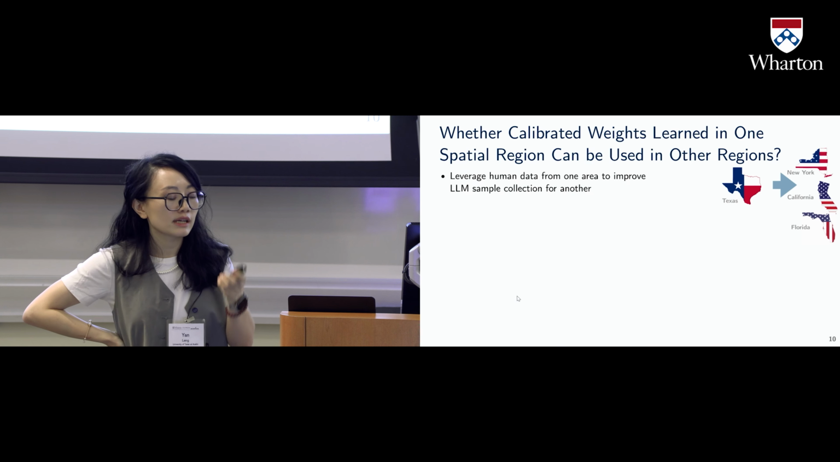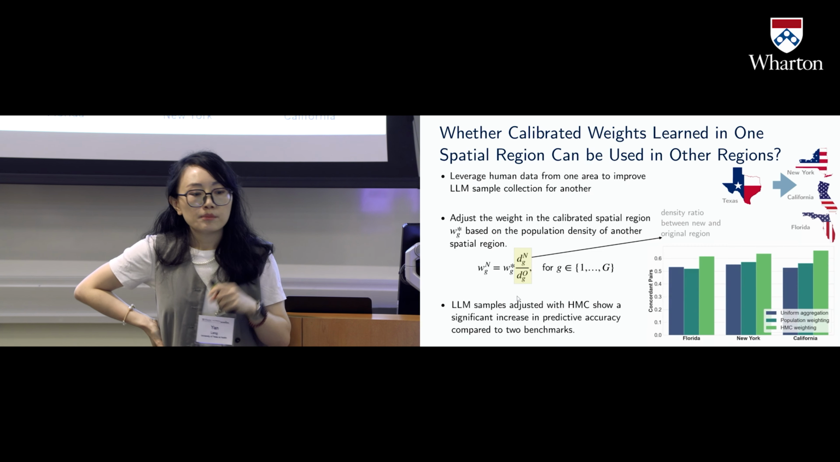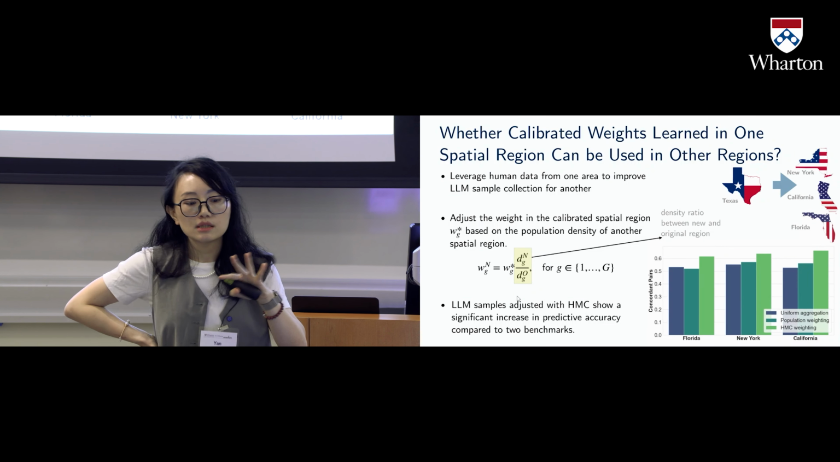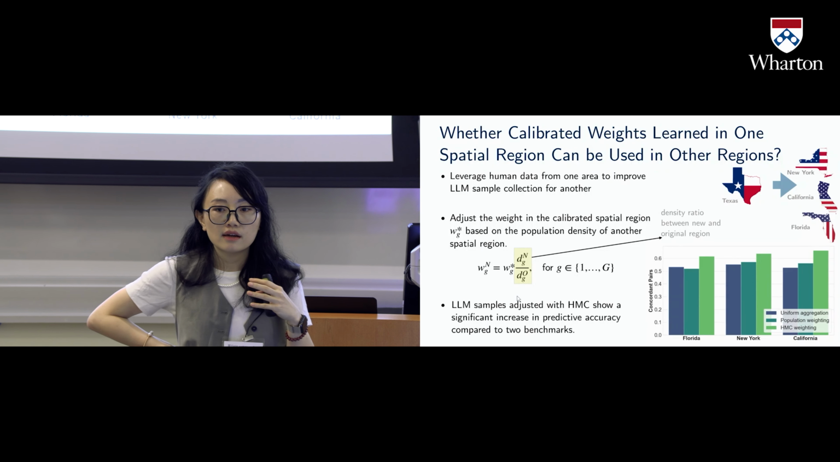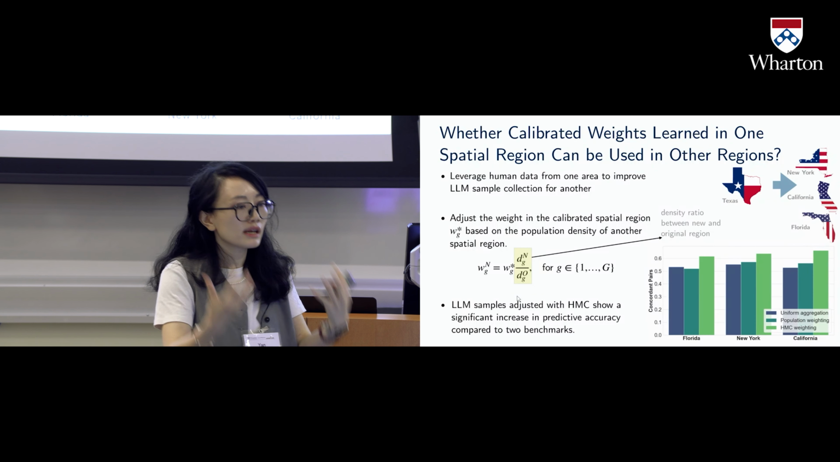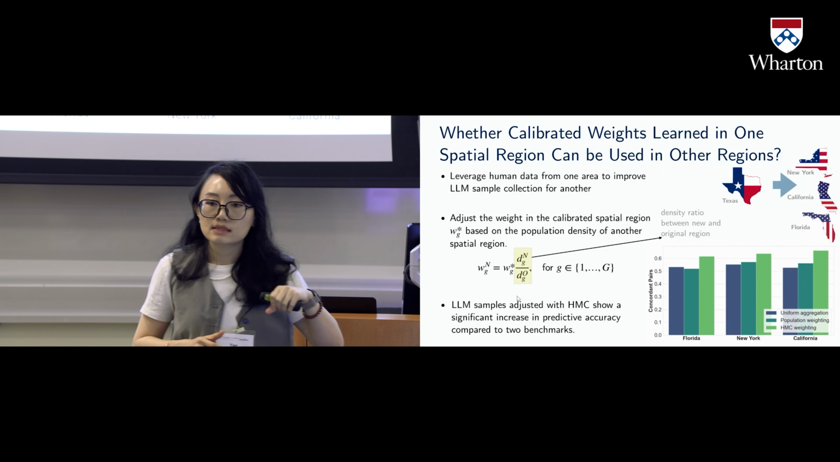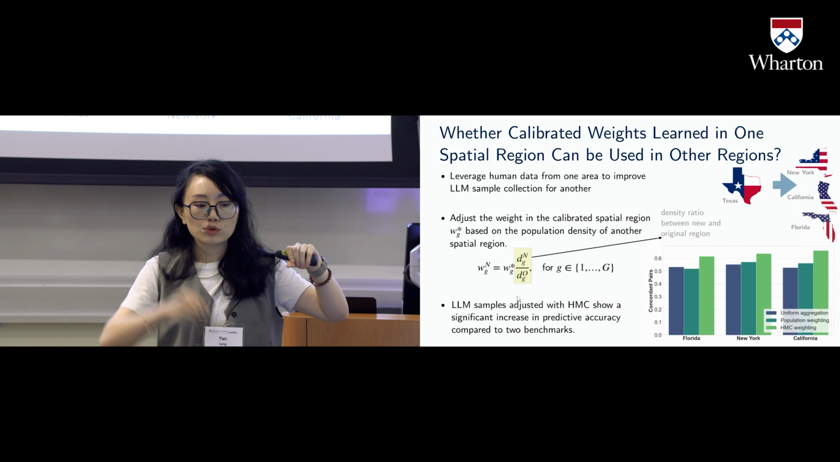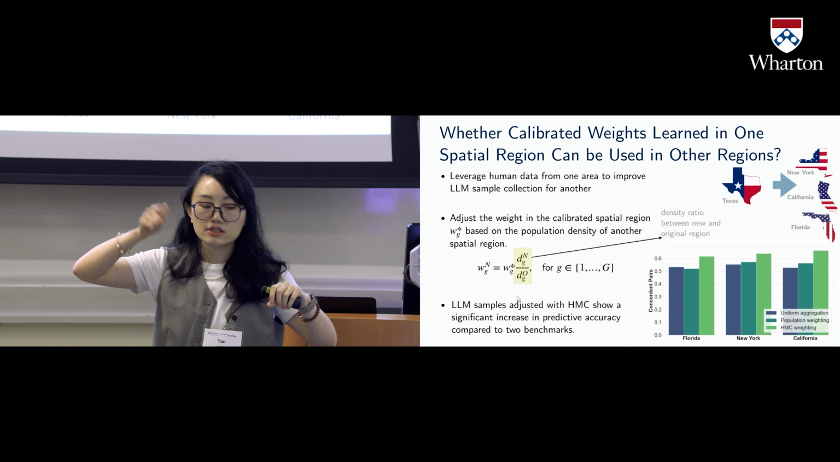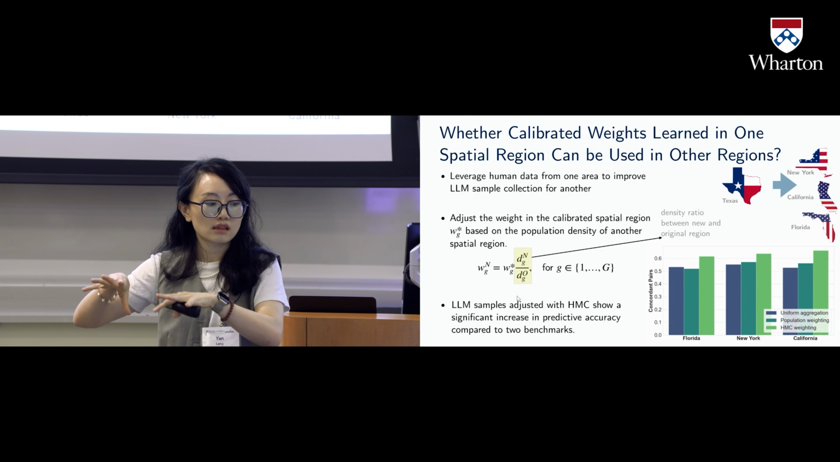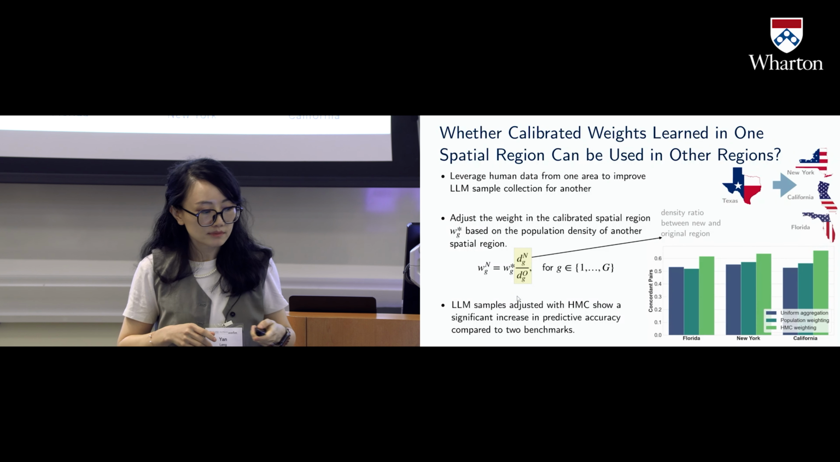3 other most popular states in the US: New York State, California, and Florida. Because the population density between these states is different, meaning that the population contribution to the training corpus can be different across these states as well. So we adjust weights that we learned in Texas to the new state according to the population density ratio between the new and the original region.